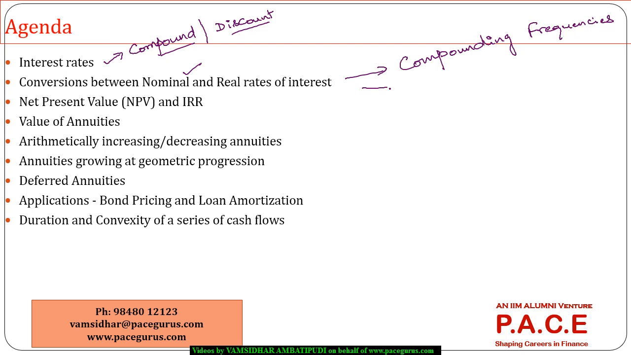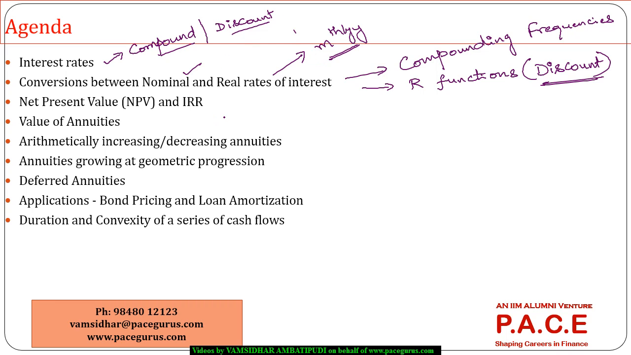Do I have any kind of R functions that are directly available for converting from a nominal rate to a real rate? The same logic holds true for discounts as well, not just for interest, even for discount. Do I have some kind of a function which can convert nominal rate of discount to a real rate and vice versa? Especially if the compounding happens mthly every year. Mthly means every quarter, every 6 months, every month, whatever it is.